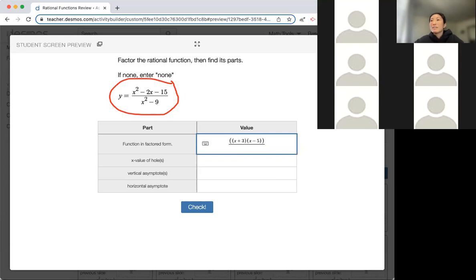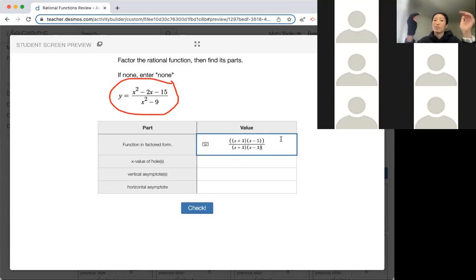I did see some folks who had already factored the denominator. If we factor that denominator, we should get X plus 3 times X minus 3. The only reason I put double parentheses on the top is to make sure that Desmos took the whole numerator and put it on top of the whole denominator. So here's our factored form. Now, based on that, which factor helps us find the hole?